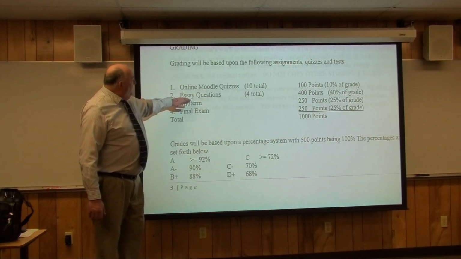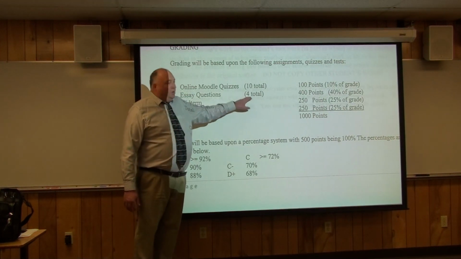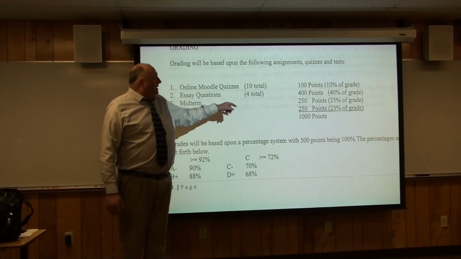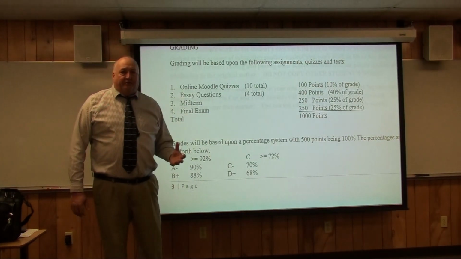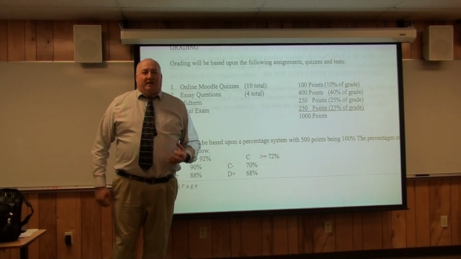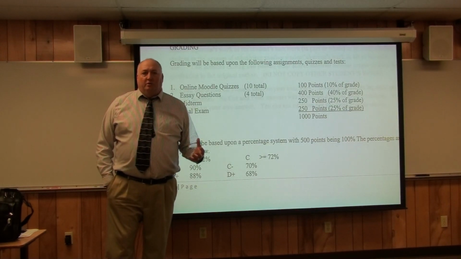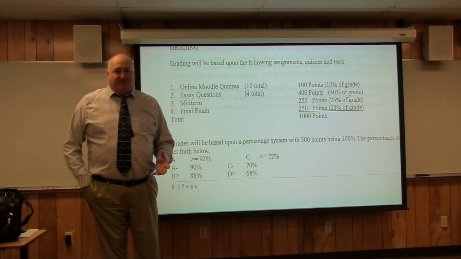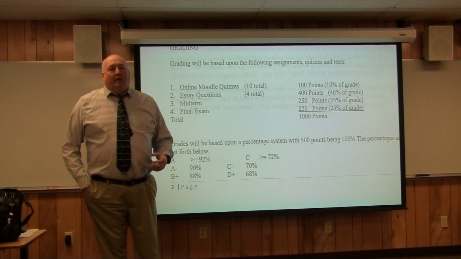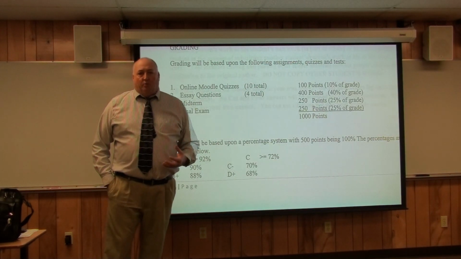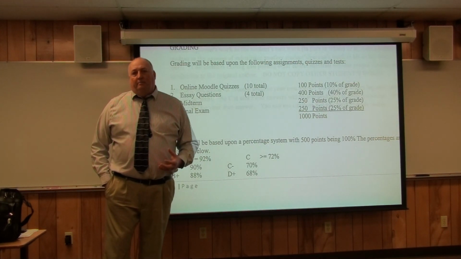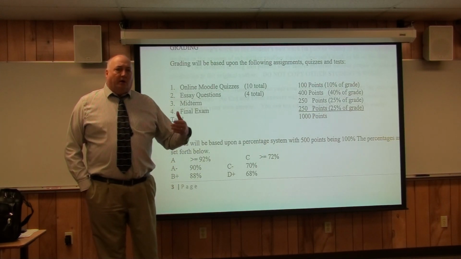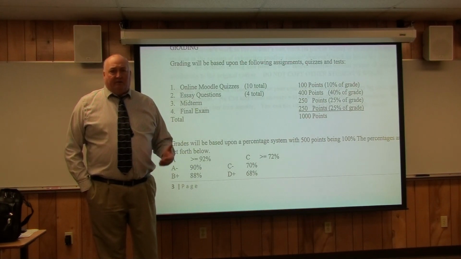I'm also going to have you do essay questions. There are 4 essay questions, which I'll show you more in a minute, which are posted on Moodle. Each one is worth 100 points for a total of 400 points. Each essay question should be about 2 pages long, single-spaced, along with a works cited page for each question. I want you to type it up in Word or whatever word processing program you're going to be using, and then upload your document onto Moodle.